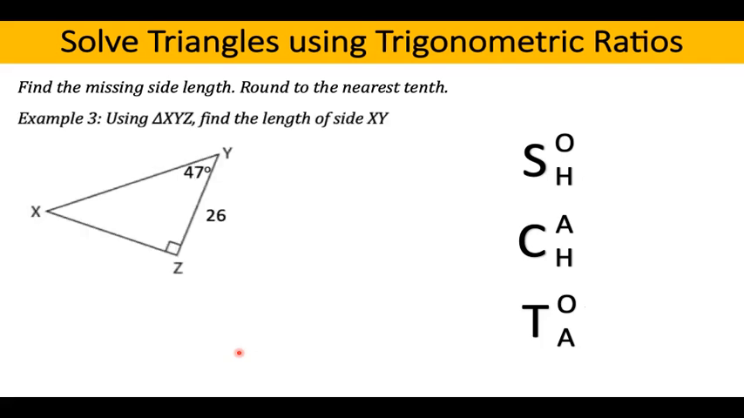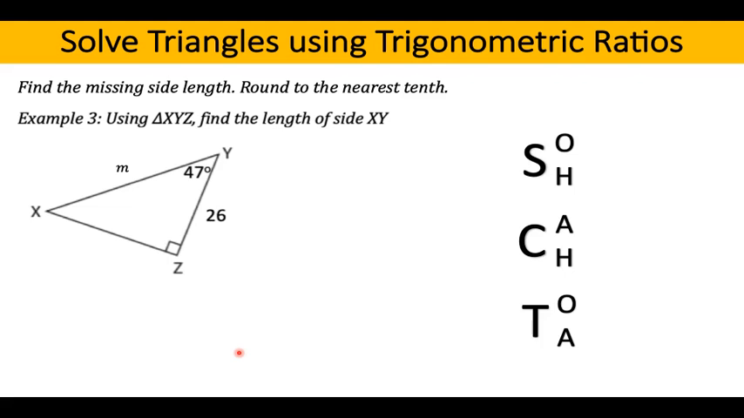Let's take a look at example number 3. Using triangle XYZ, we're going to find the side length of XY. Again, you could use any variable. I chose to use M in this example because we already have the letter X in this problem. So to keep from getting confused, I just chose a different variable.